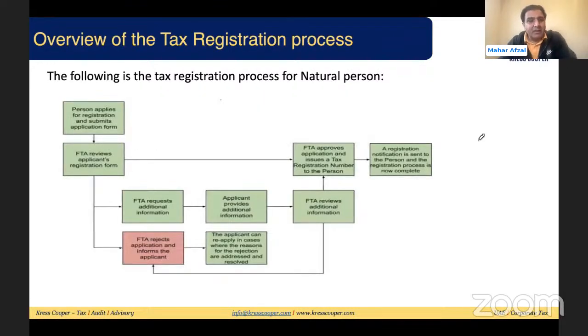This diagram has been given in the guide, which is very simple. The simple crux is that if you are eligible, you need to apply to the FTA for registration. If they are not registering you, they will ask you some queries. You need to resubmit the application after addressing the queries from the FTA. If this is approved by the FTA, you will be issued a certificate as you will be considered a corporate tax registered person.